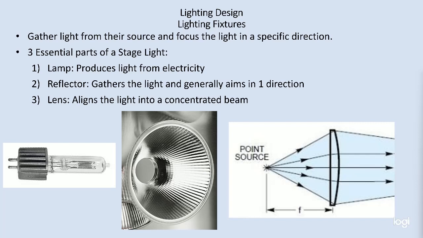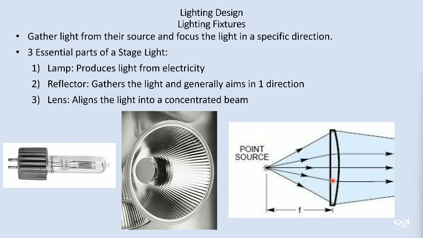what it does. Essentially a light fixture is just gathering light from a source, i.e. a lamp of some kind, maybe it's an LED. It's gathering that light energy and it wants to aim it in a very specific direction, right? We want to point it towards the stage or towards a performer or a wall or a cyc or something, right? So the three essential parts of a stage light are the lamp, which produces the light, a reflector, which is designed to harness all of the rays of light that are coming off of the lamp and send them generally in one direction. And then a lens, and the lens is used to concentrate the beam.